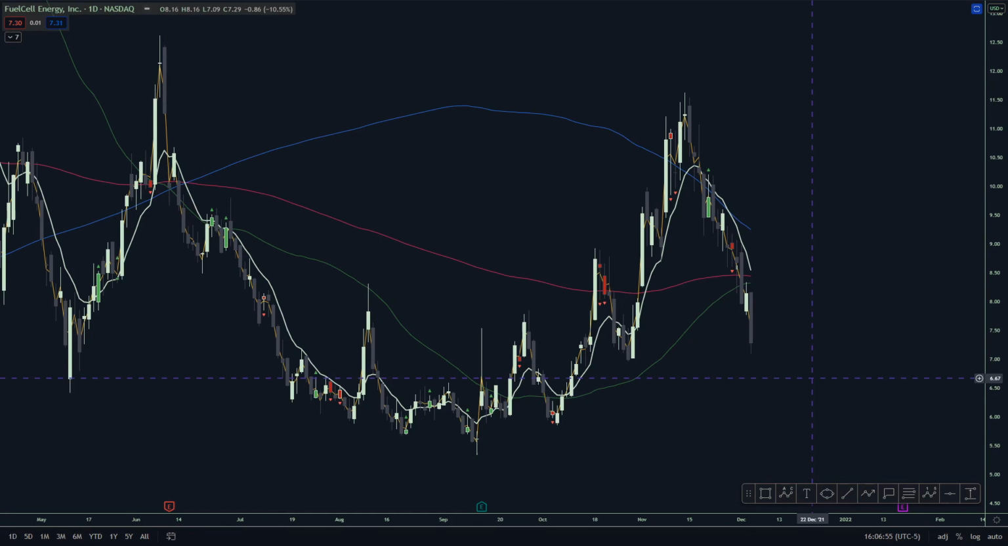I know you can do it on Thinkorswim and Webull as well, whatever platform you use. But a very, very useful indicator, and something I use all the time. I think you guys will really like this.